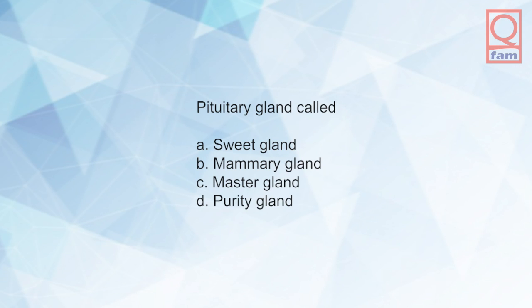Pituitary gland called A. Sweet gland. B. Mammary gland. C. Master gland. D. Purity gland. The answer is C. Master gland.